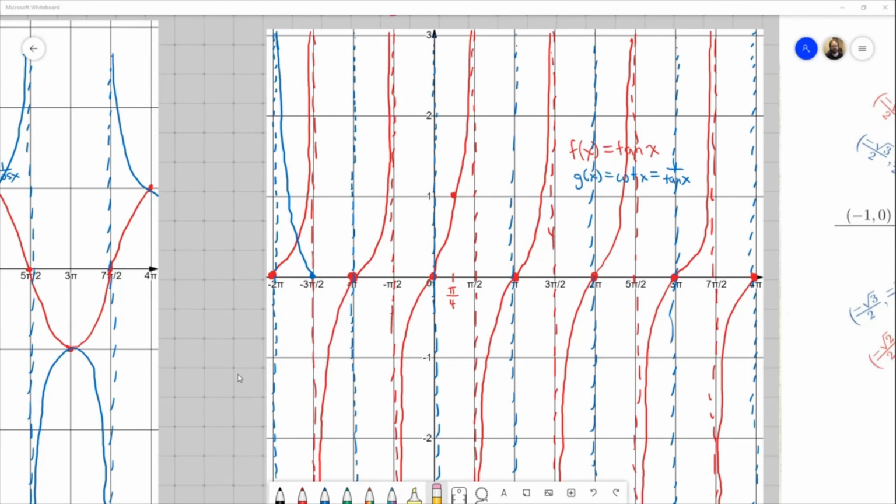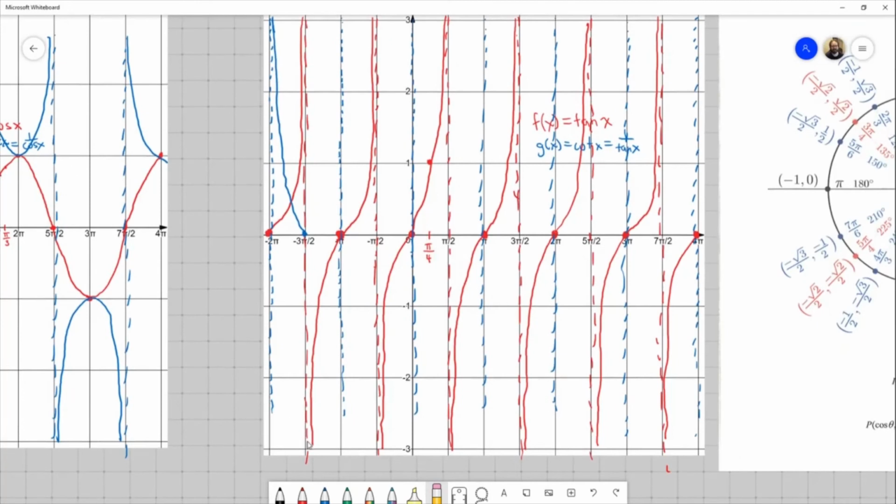So right on the other side of negative 3 pi over 2, the red graph is very big and negative, which means that the blue graph, as its reciprocal, will be very small and negative. And then as we get closer to negative pi, the red graph is getting very small and negative, which means that its reciprocal will be very large and negative. And so we're going to approach that asymptote that way.